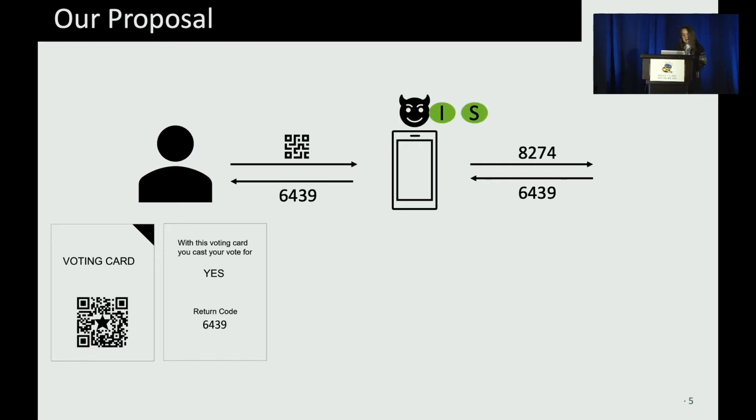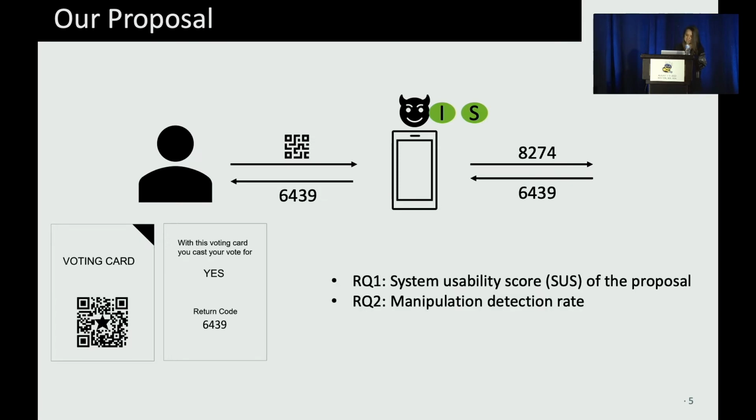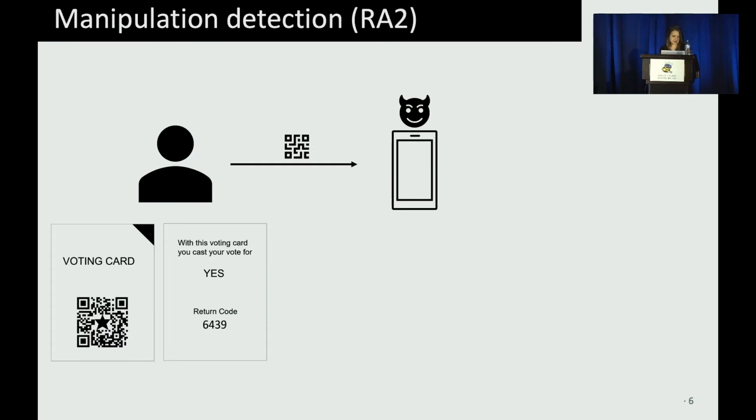And if it actually works, then again, we have the advantage of vote integrity and vote secrecy being protected. And given this proposal, the research questions we focused on in our work is, first of all, is it actually usable? So we wanted to get some idea of what the system usability score for this proposal is. And then we actually wanted to see whether the voters are able to detect manipulations of their vote using this system.